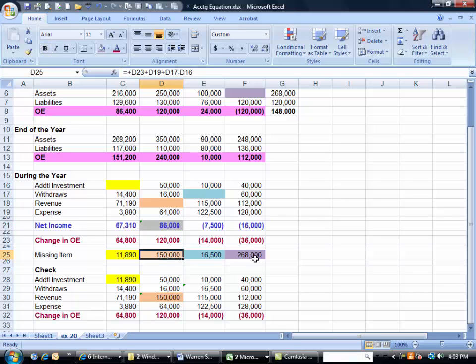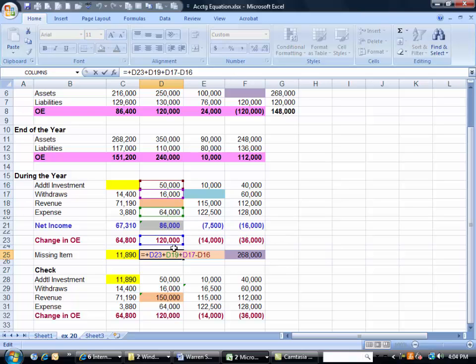Your missing item is going to be the difference between your change in owner's equity and the pieces that you know. So what I did was I took my change in owner's equity plus my expense plus my withdrawals less my additional investment. That's why math is so important in accounting, because if you struggle a little bit with natural sign and how to do math equations, this might be a little difficult for you.